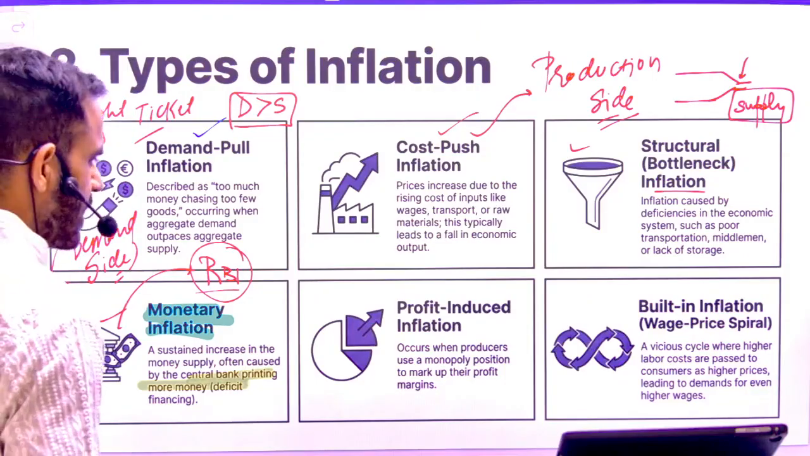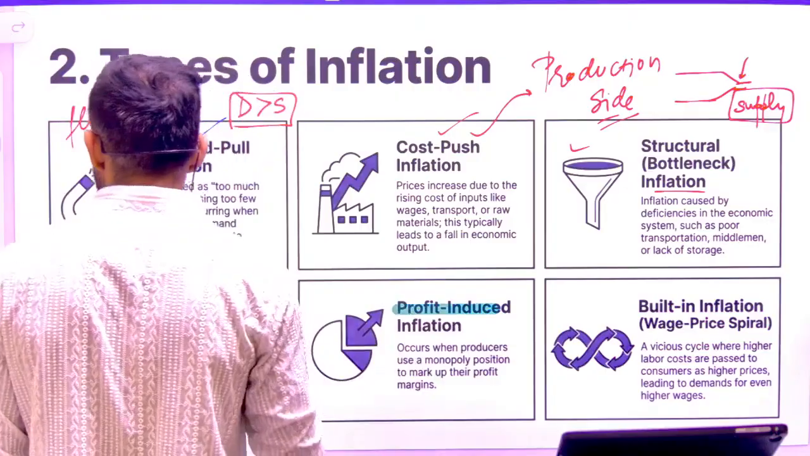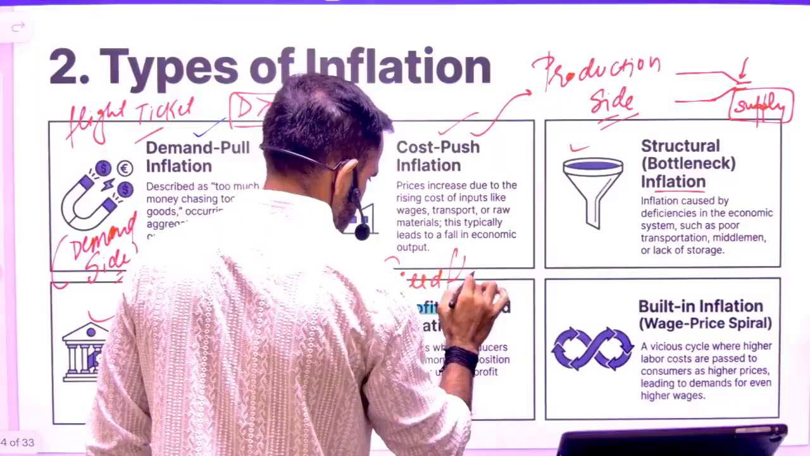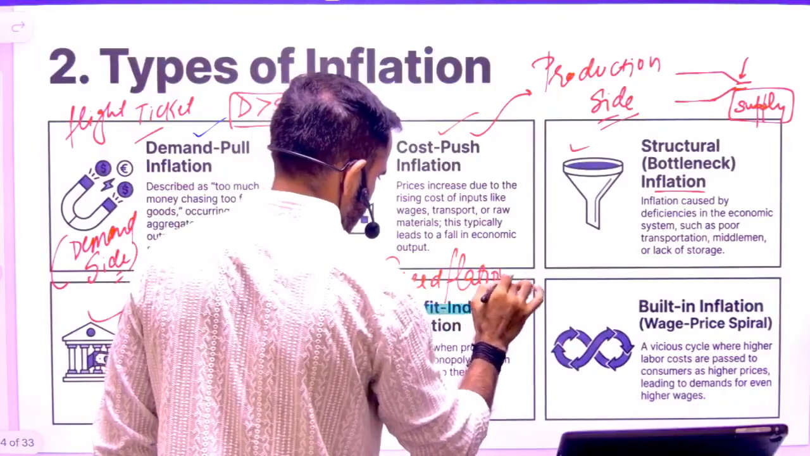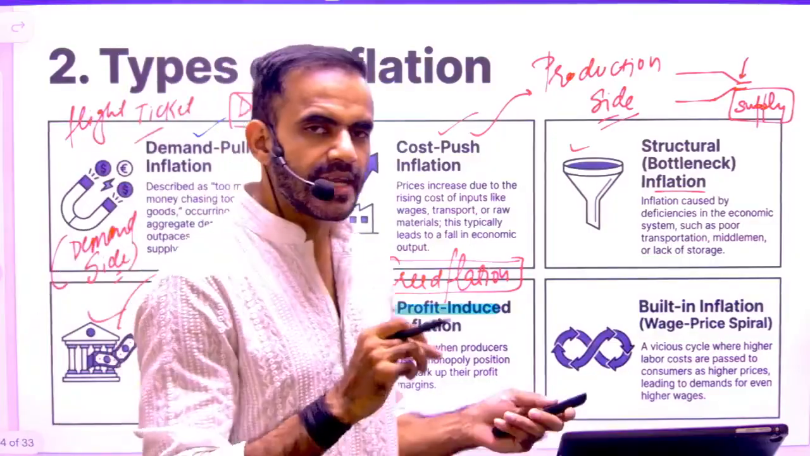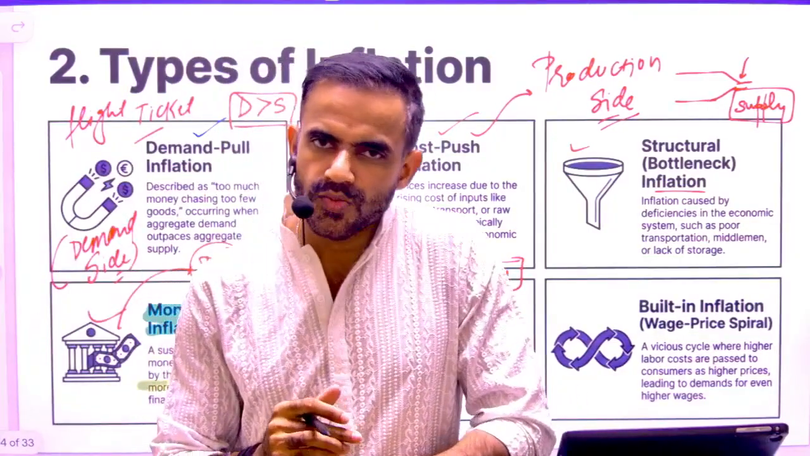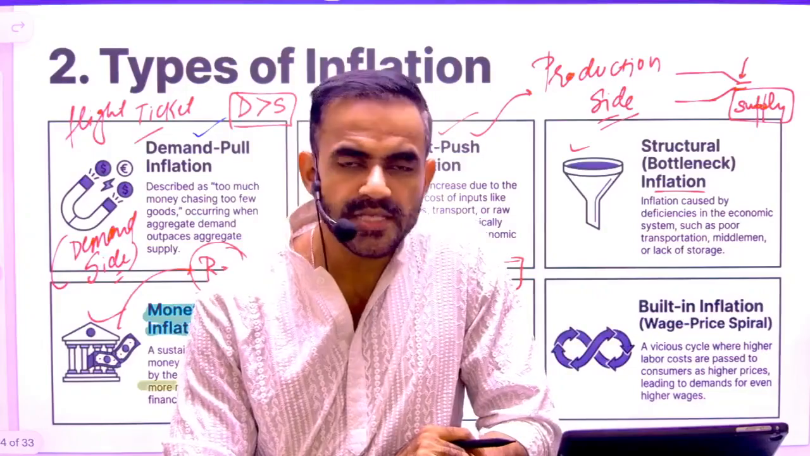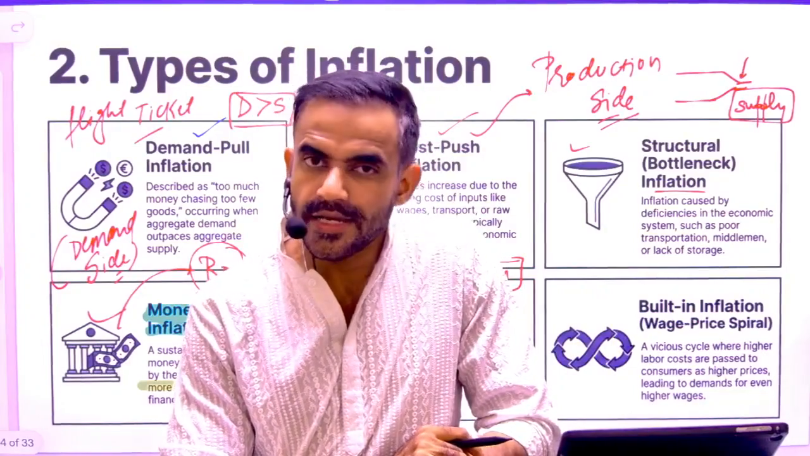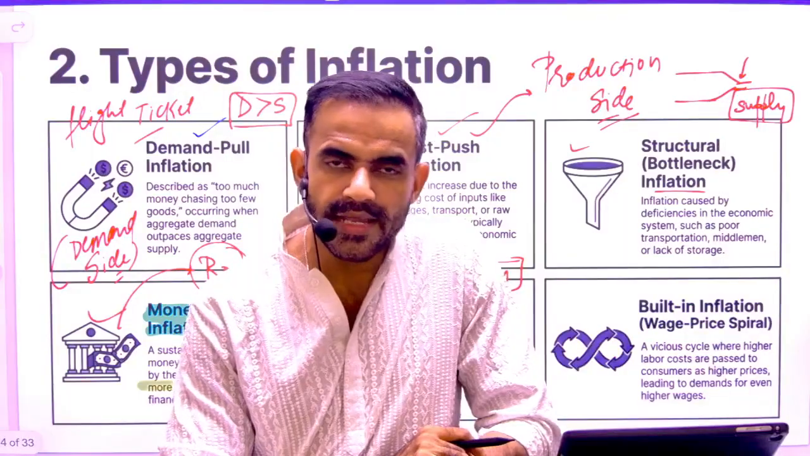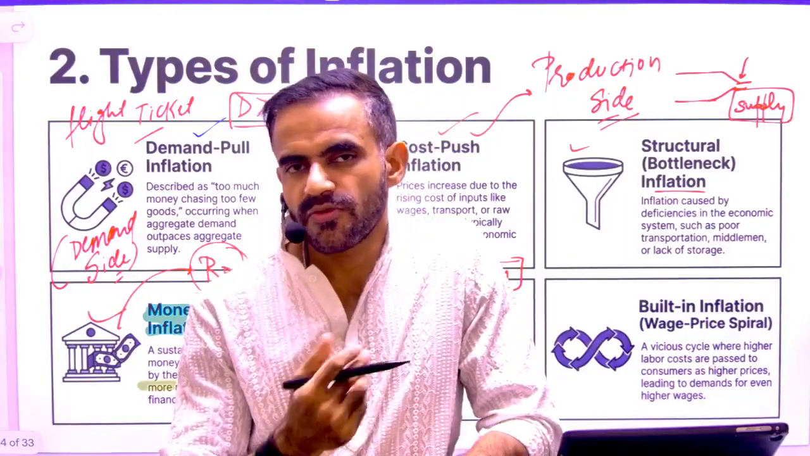Then there is profit-induced inflation. In a very simple sense, this is also known as greedflation. What is this greedflation? Let me give you a very basic example. Let's say in the telecom sector, we have two major players. One is Airtel and one is Jio. These are two leading players. Since they don't have much competition, they can increase the price, and as a consumer, we don't have much choice. They can increase price just to improve their profitability.